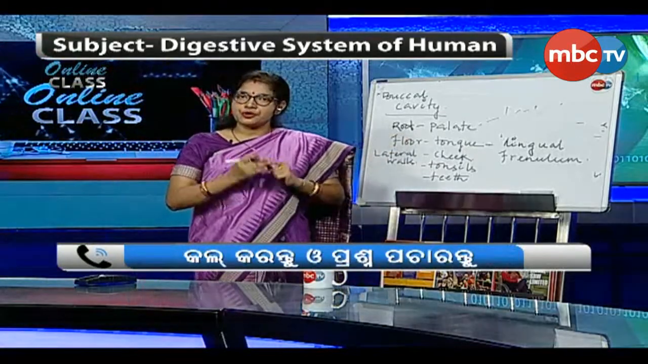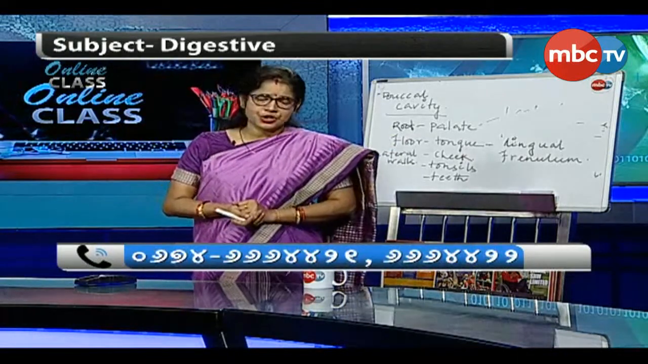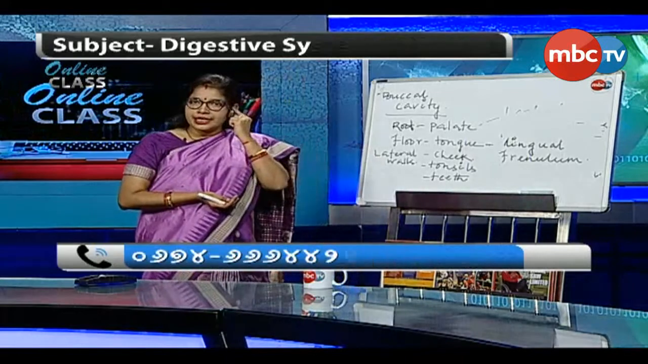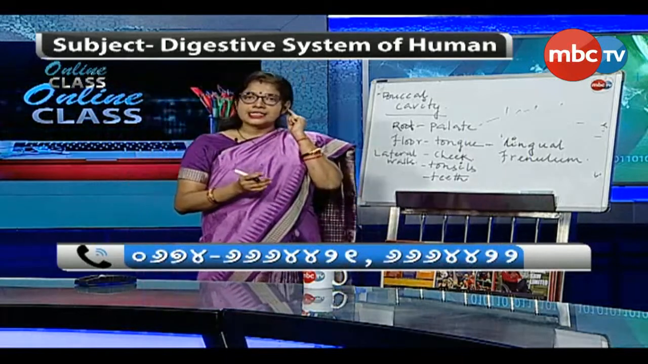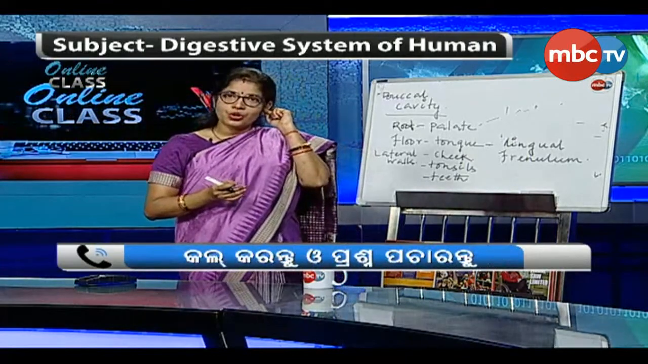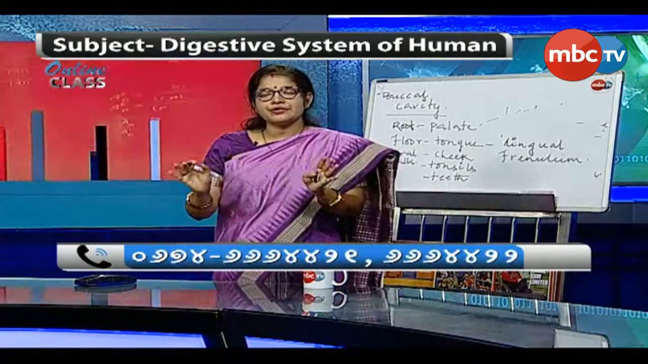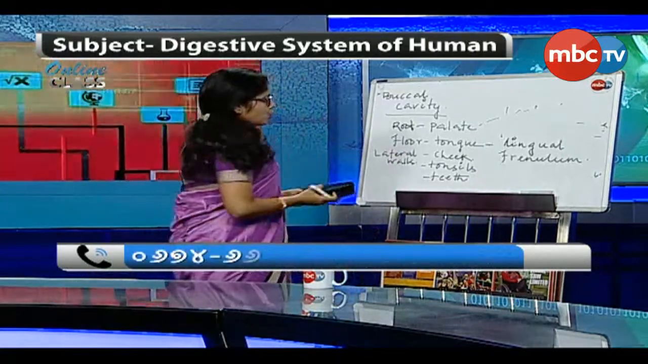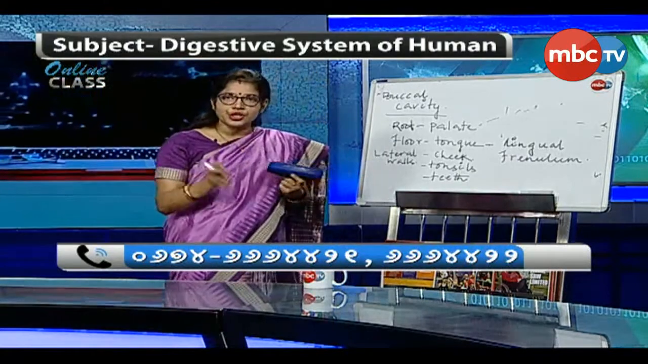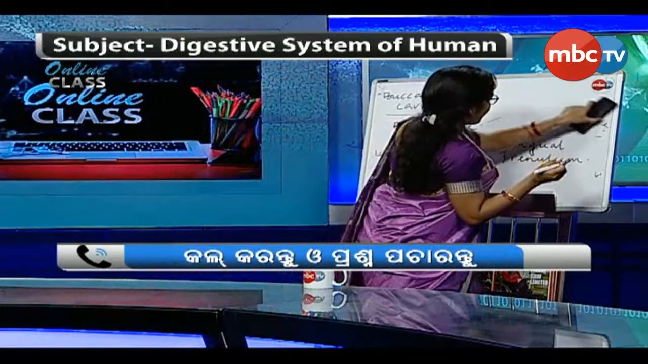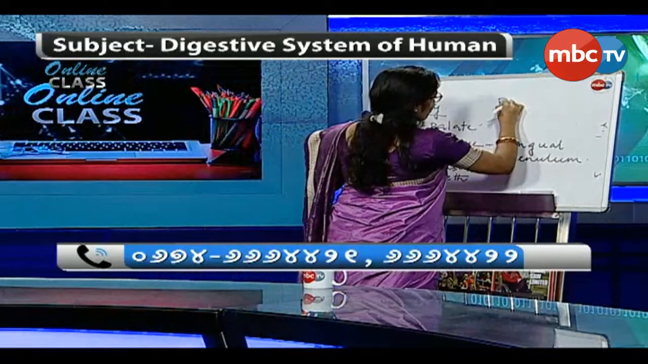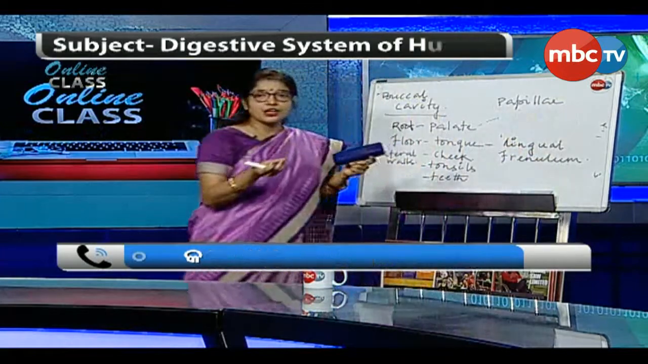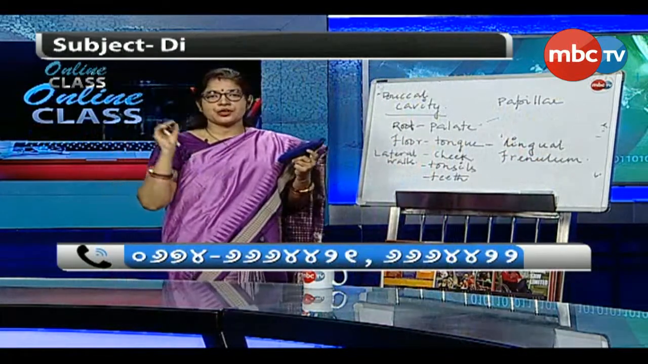The tongue forms the floor of the buccal cavity, and it is not smooth. The surface of the tongue is provided with a number of elevations. Let's see the diagram of the tongue. Those elevations which are present on the surface of the tongue are known as papillae. Papillae are the elevations present on the surface of the tongue.